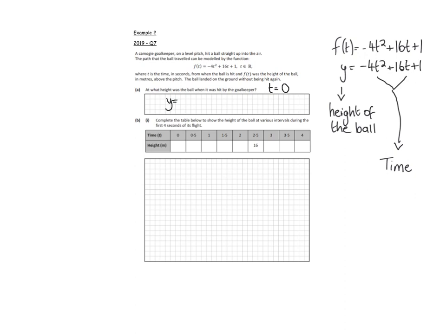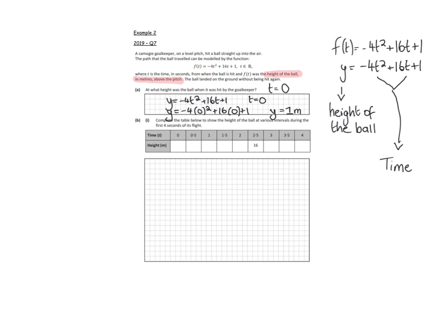So if y is equal to minus 4t squared plus 16t plus 1, and time is equal to 0, well then y is going to be equal to minus 4 times 0 squared plus 16 times 0 plus 1. So we'll get that y is equal to 1. So the height of the ball was 1 meter when it was hit. Now, if you're wondering where I got the meters from, it says the height of the ball in meters above the pitch. So when time was 0, the height of the ball was 1 meter.